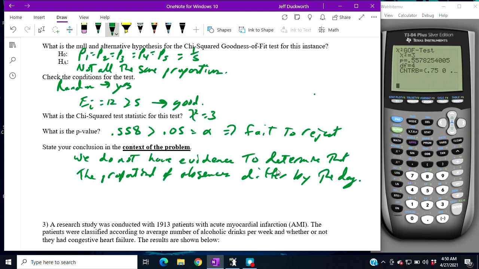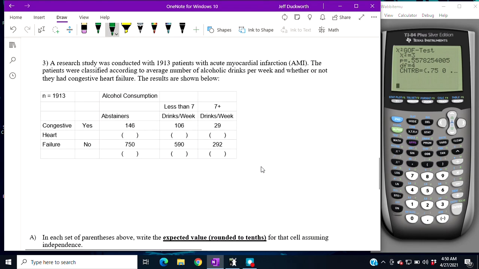All right, and again, I've listed above it the reason to fail to reject. You can state that in your conclusion, but you have to give it to me somewhere. Okay. Let's see. All right. Number 3.